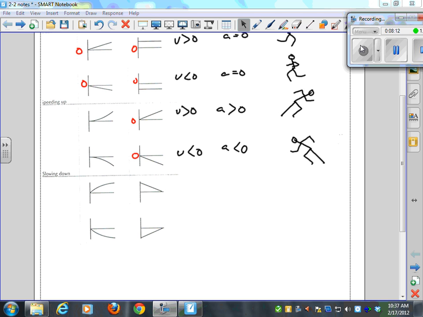Slowing down. The slope here goes from steep to 0, right? Which means the velocity time graph goes from some positive value down to 0. So in this case here, my velocity is bigger than 0 because it's above, but the slope of my velocity time graph is negative, and so that means my acceleration is less than 0. When the signs are opposite, the velocity and the acceleration are opposite, then what does that mean? Slowing down.